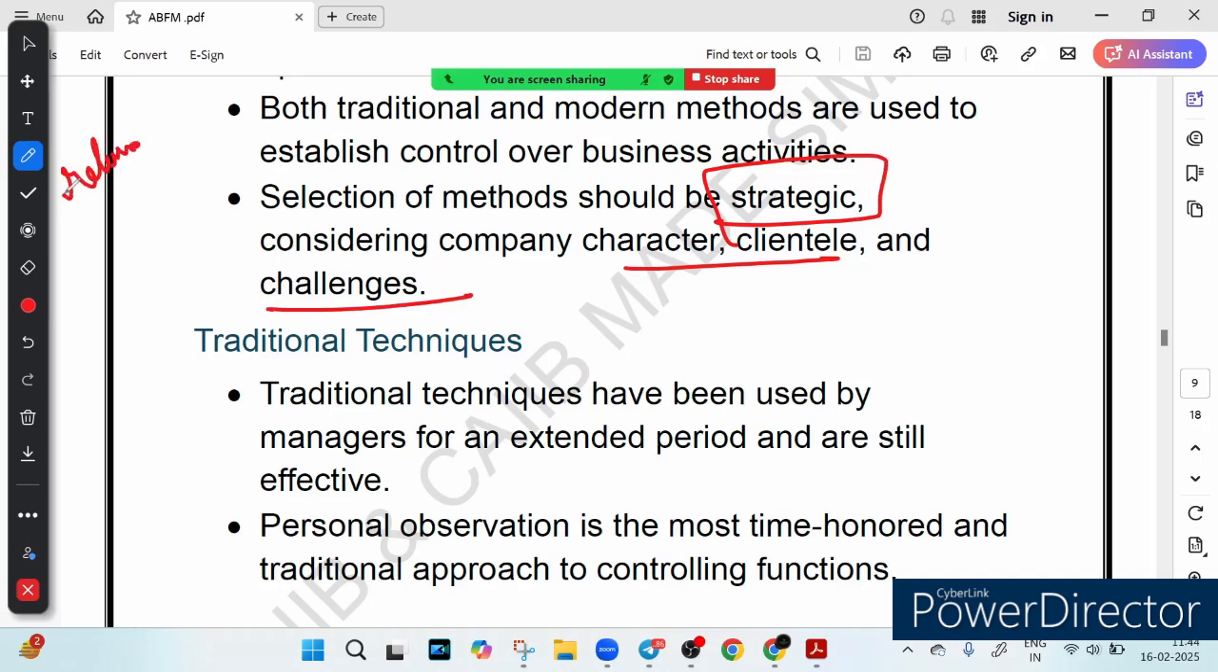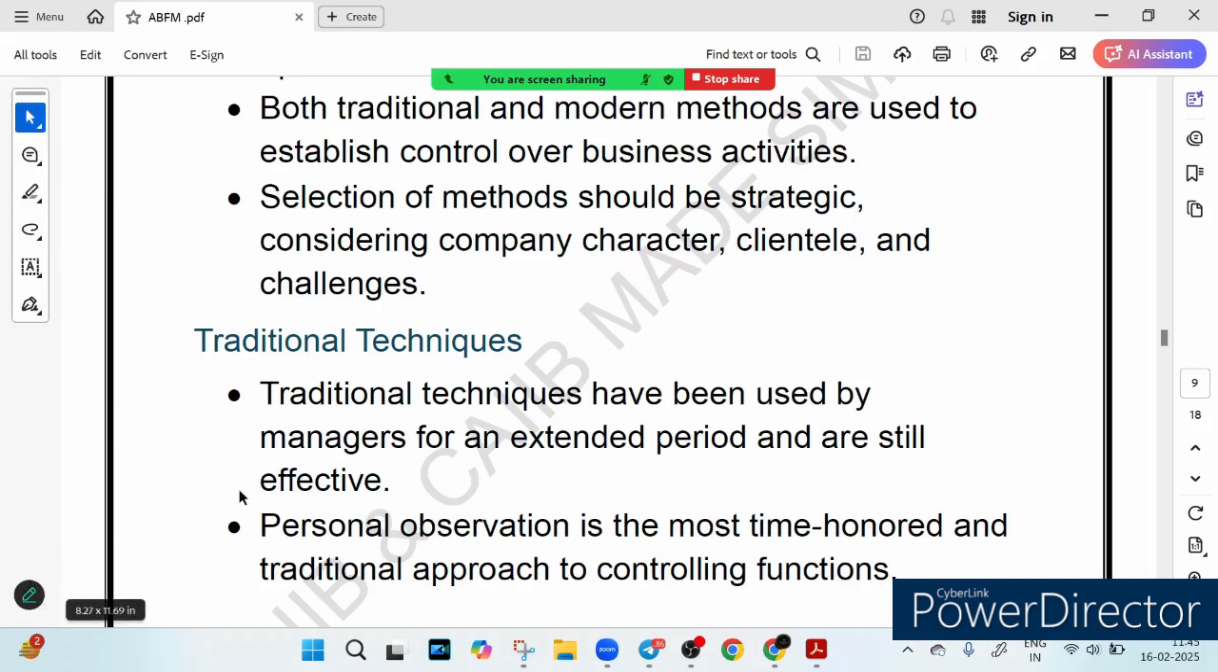So relevant means different levels of management, different data. A small business relies on personal observation, while a big business relies on data analysis and tools. So depending on what kind of client you have, what kind of business you have, whether it is a small business or a larger business, that is how control techniques vary with respect to business relevancy as well as strategicness, right? I hope this is clear.